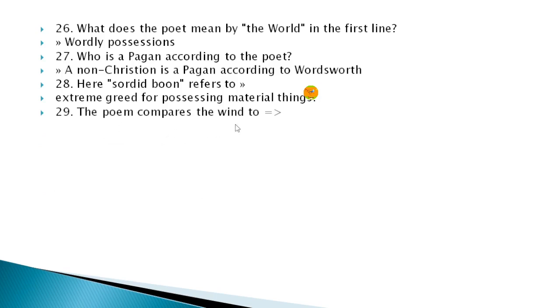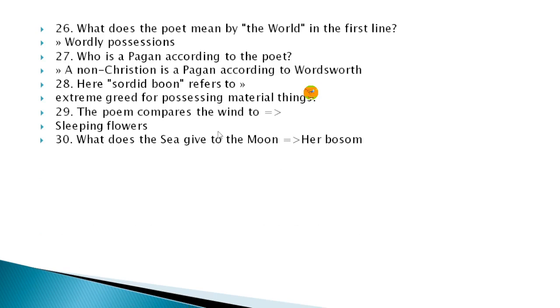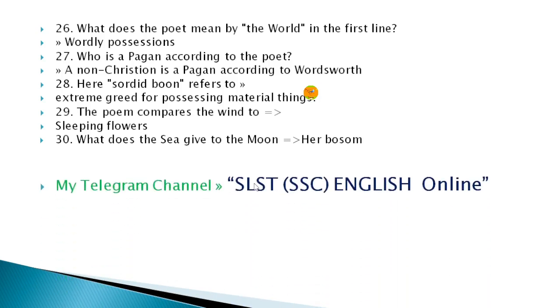The poem compares the wind. Here is a comparison, and the associated object is wind, and wind has been compared to sleeping flowers. So keep in view this comparison. Next, last but not the least, what does the sea give to the moon? Her bosom. So these were today's presentation.